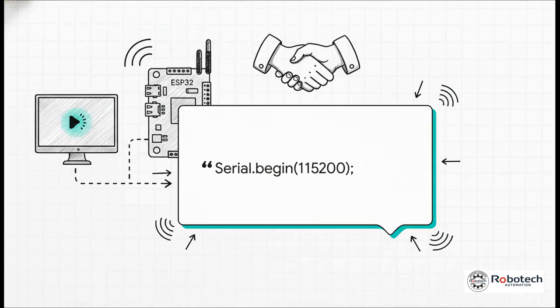Now for the code side of things. And here it is. This is the one line of code that kicks everything off. You stick this, Serial.begin, right inside your setup function. It's like the magic handshake that tells your ESP32, hey, wake up and start listening.